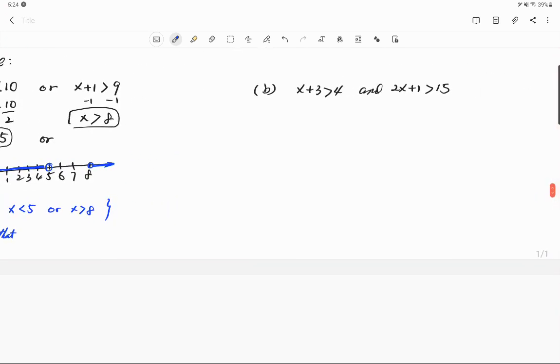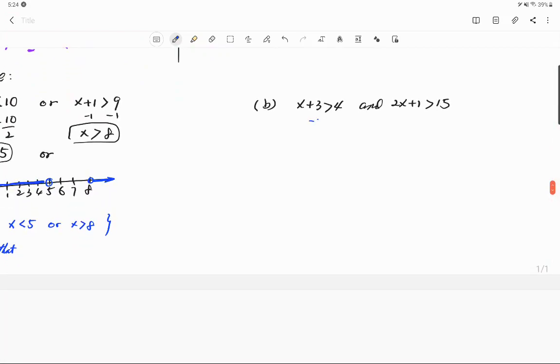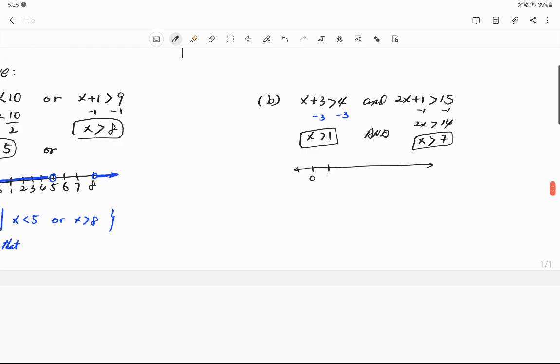All right, then let's try this one. Solve it first. Subtract 3 from each side, then x is greater than 1, and, subtract 1 from each side, so 2x is greater than 14, and then divide each side by 2, so it will be 7. So we have two inequalities connected with "and." That means we should have what? A common area. So here is 0, 1, 2, 3, 4, 5, 6, 7.